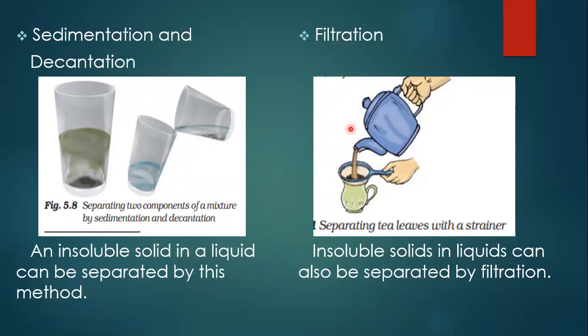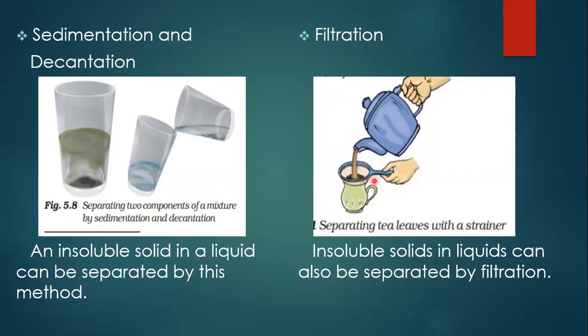Now, filtration. Filtration is also one of the methods to separate an insoluble solid from a liquid mixture. Here, this figure shows straining used for separating the tea leaves after preparing tea. This is the strainer used for separating the tea leaves. When we allow the tea to pass through the strainer, the tea leaves remain on the strainer, and the tea without any tea leaves is collected in the jug here.